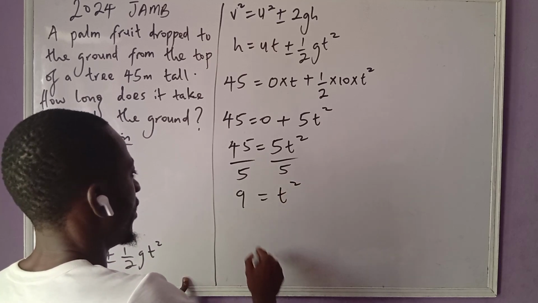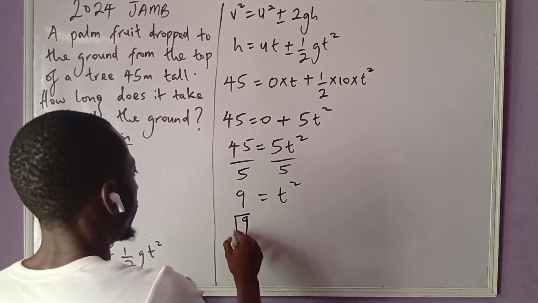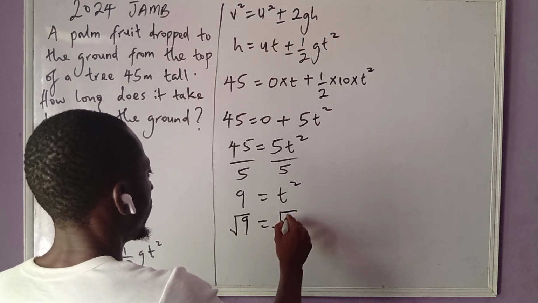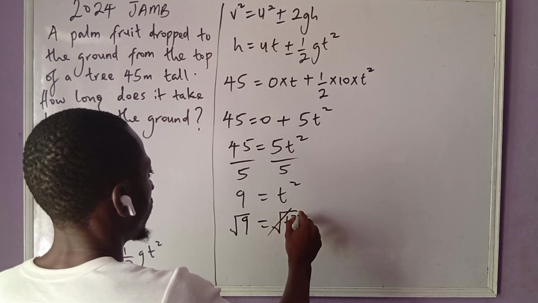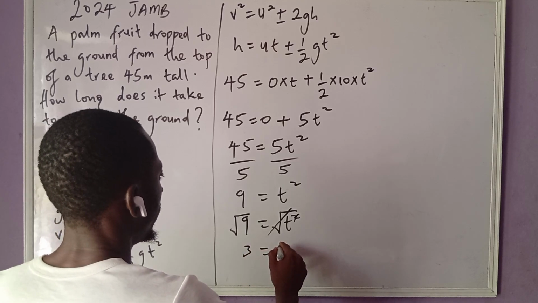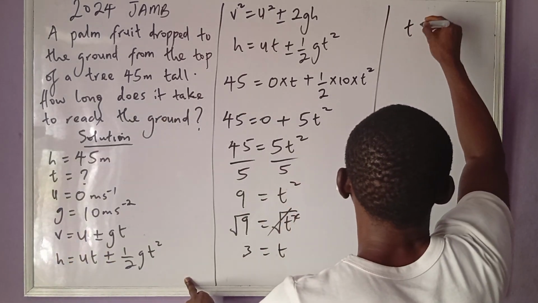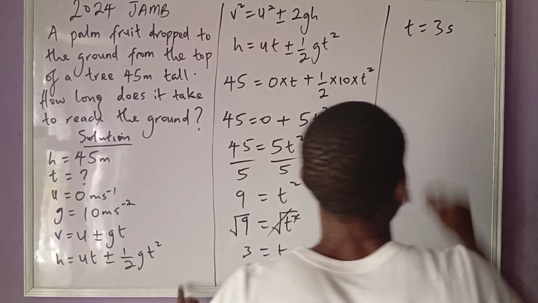Find the square root of both sides. That means square root of 9 is equals to square root of t square. Square root cancels the square here. 3 is equals to the time. Therefore, our time is equals to 3 seconds.